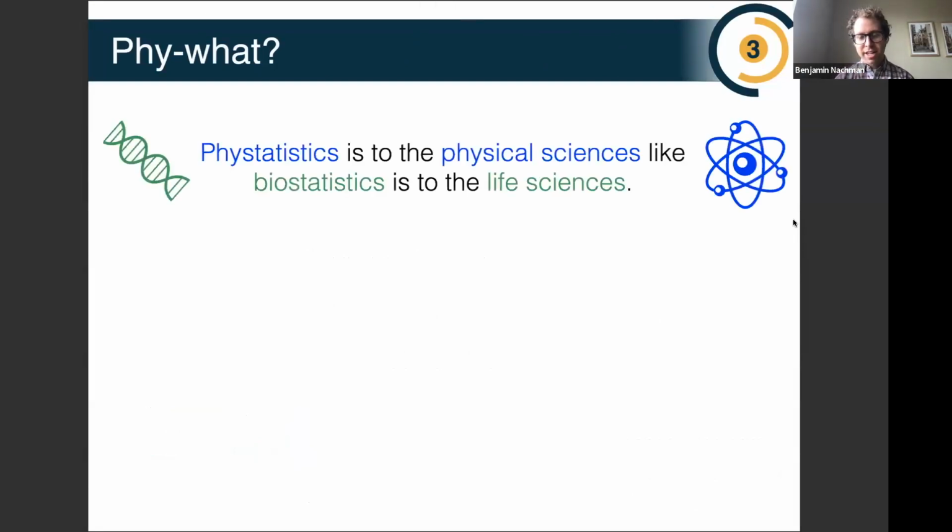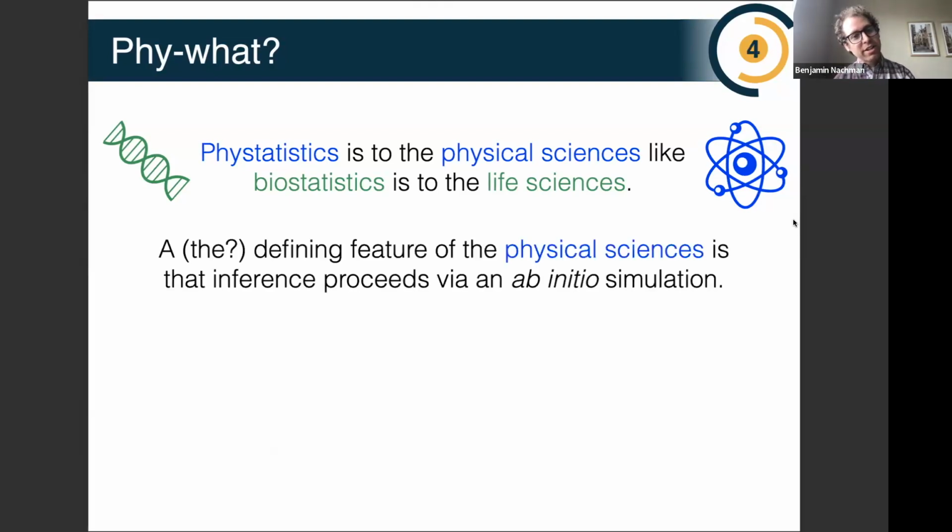Because I understand that the audience is pretty broad, I'll start from the beginning. Phystatistics, or Phystat, is to the physical sciences like biostatistics is to the life sciences. Biostatistics has a long history, and the idea is that there are unique challenges from biology and medicine that require dedicated statistical tools and data science tools, and that's true for the physical sciences as well.